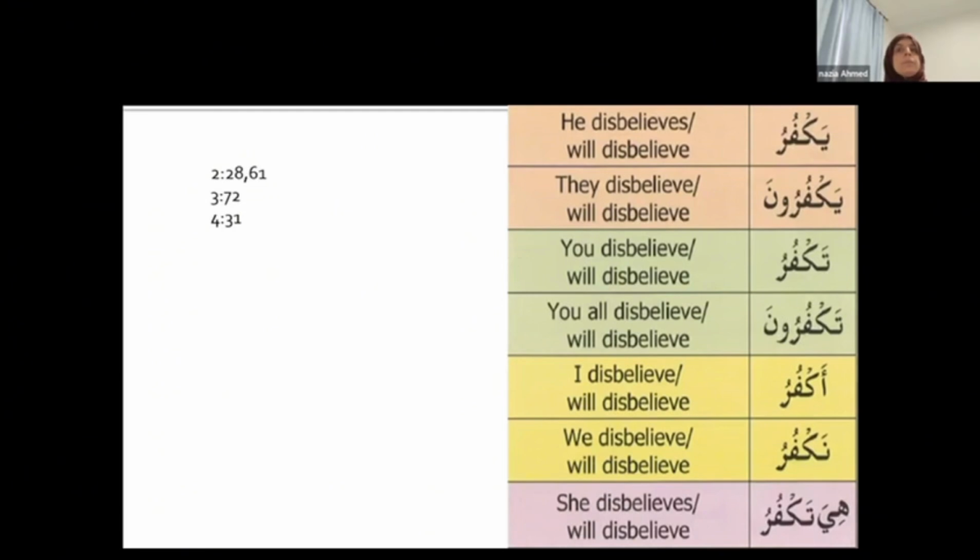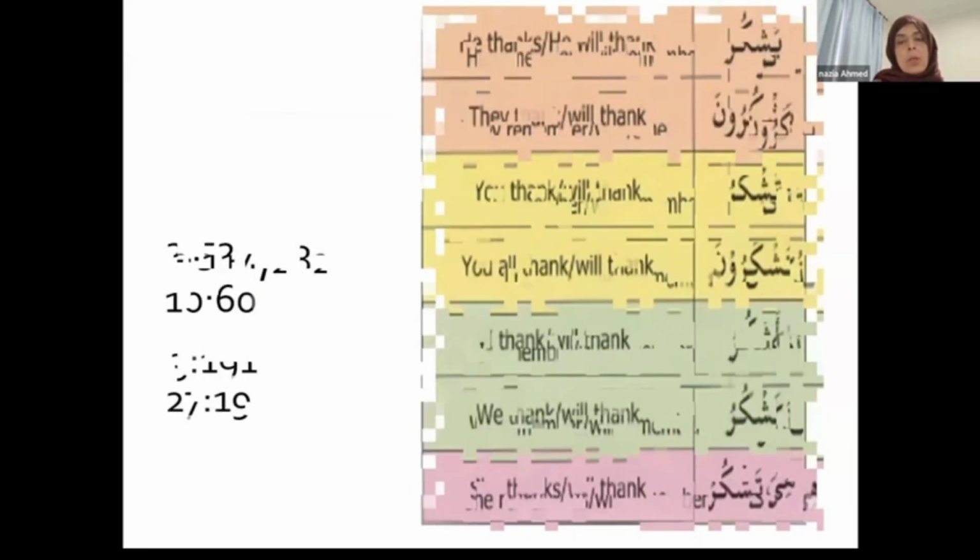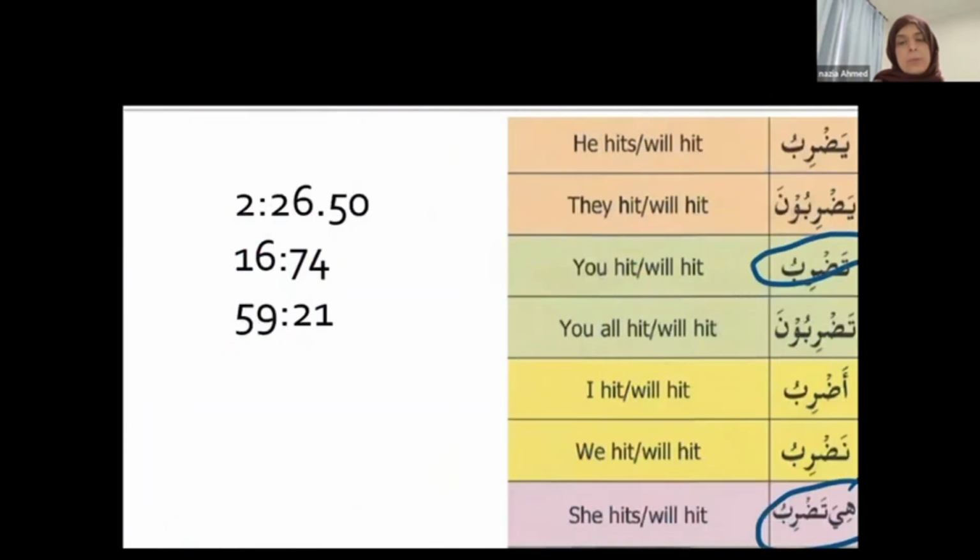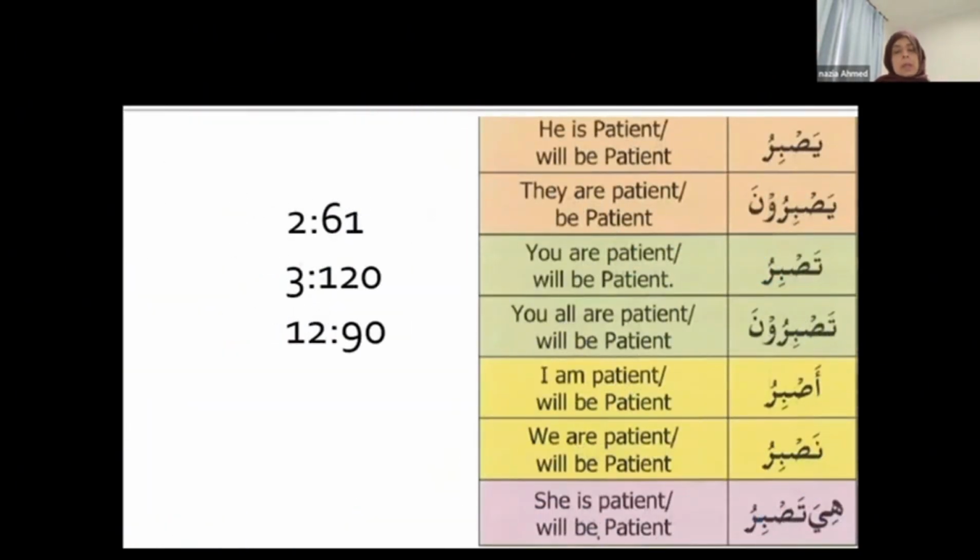Takfuruna. Okay. So this is Bab Nasara. Now let's do Bab Daraba, some examples. Surah number 2, ayah number 61. Same. Nasbira. Very good.